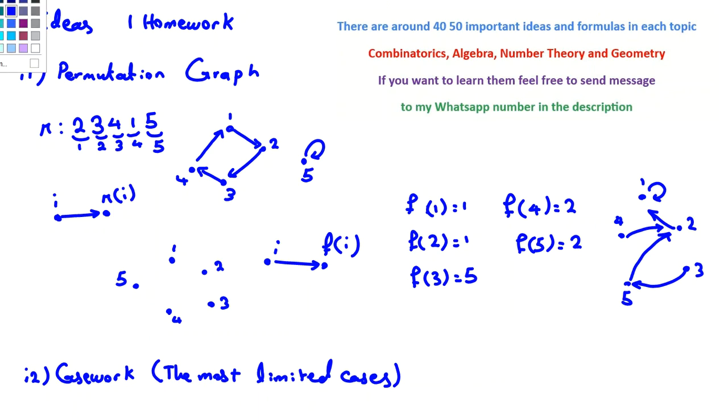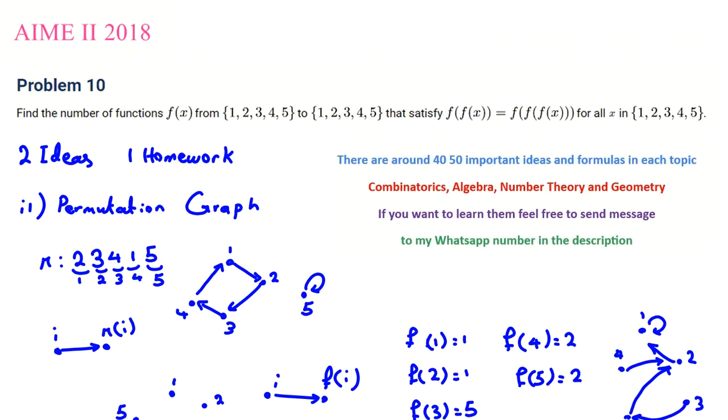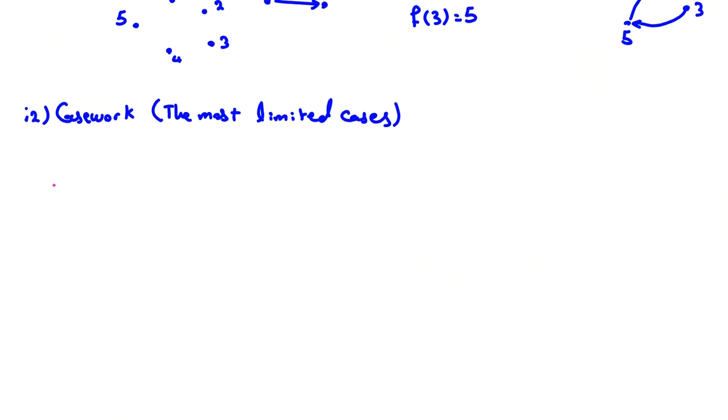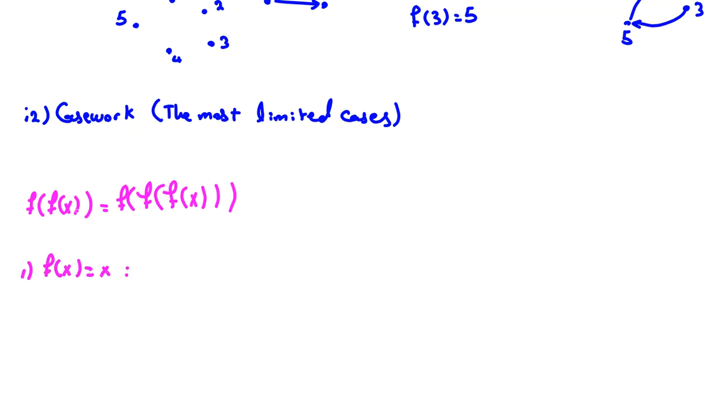Okay, so now let's try the rest together. Here, f is from 1 to 5. We want to consider this condition: f of f of x is f of x. So f of f of x equals f of x. So we have two conditions. First, if f of x equals x, then both sides will be x equals x, so it will be okay. So one condition is this, second one.